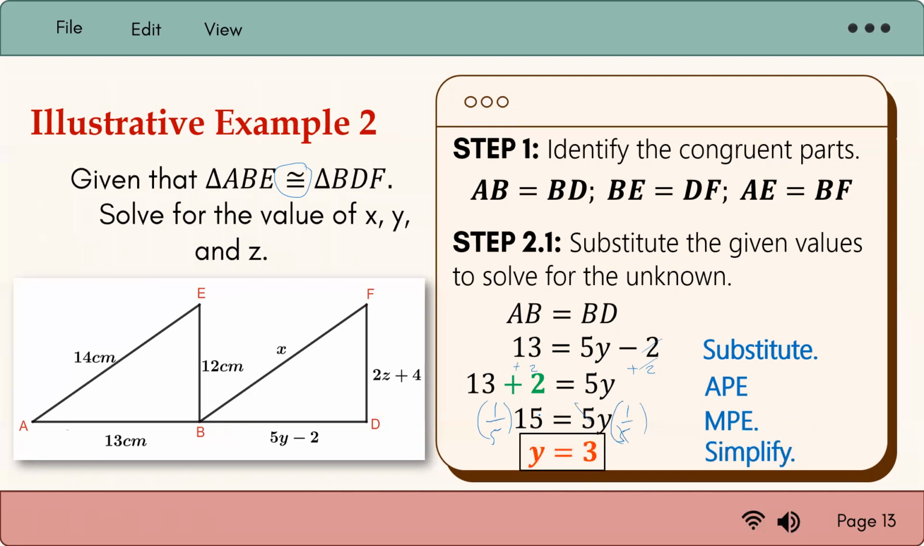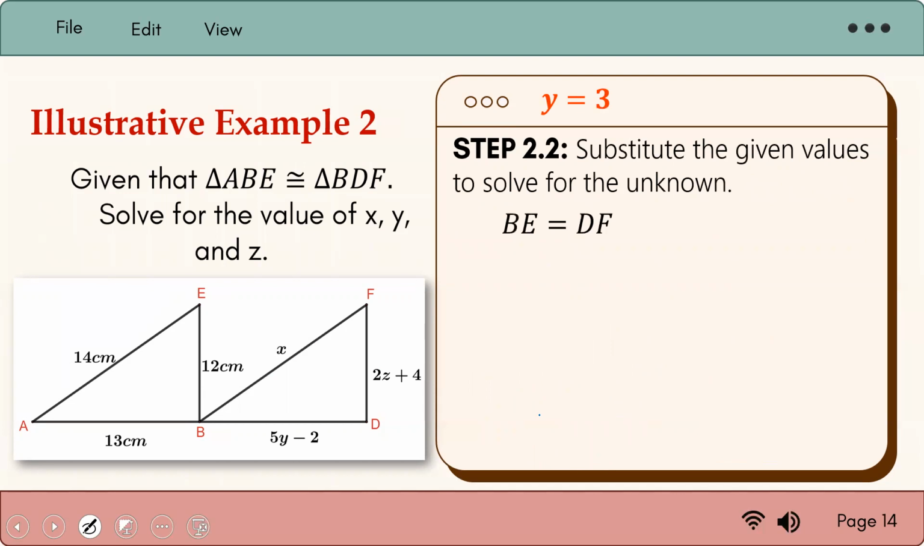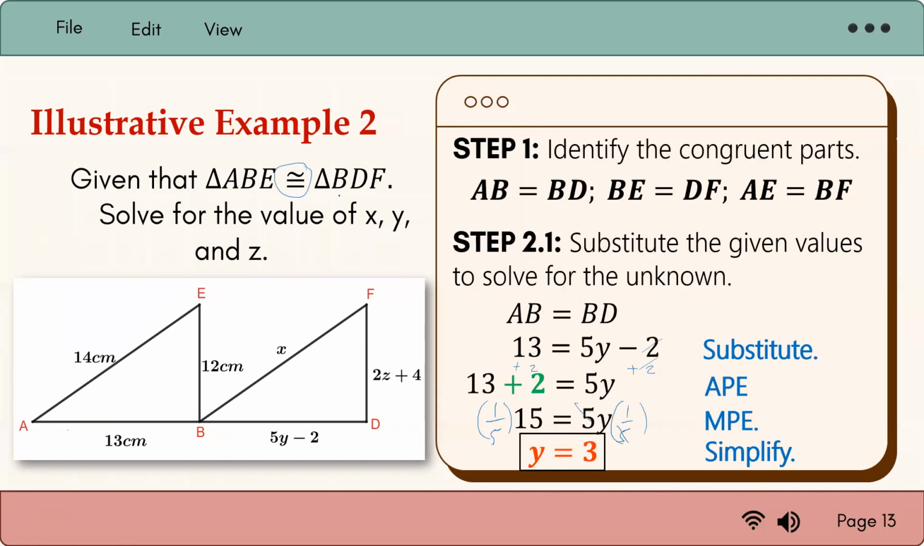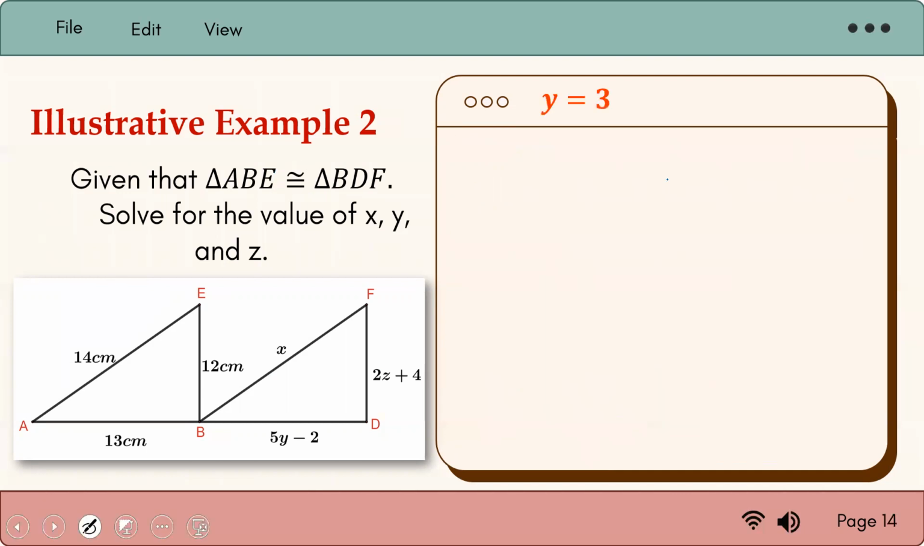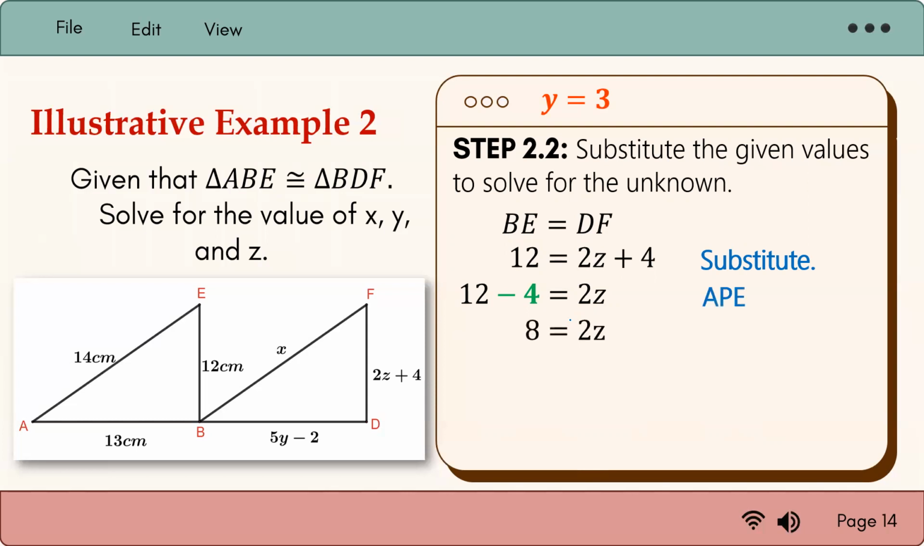So y is equal to 3, and we still have x and z. We're done with this. Let's go to BE and DF. BE is 12, and DF is 2z plus 4. So we equate the two expressions and then solve for z. Manipulate: this now becomes minus 4. 12 minus 4 is equal to 2z, and that is 8 equal to 2z. So apply the multiplication property of equality again. Multiply 1/2 on both sides.